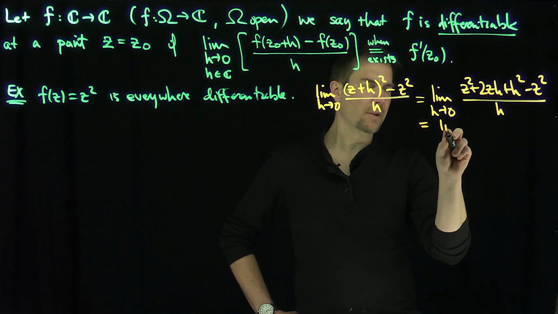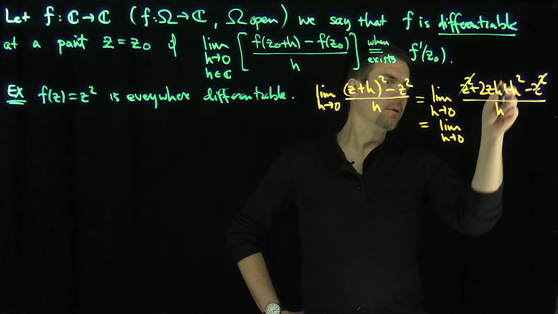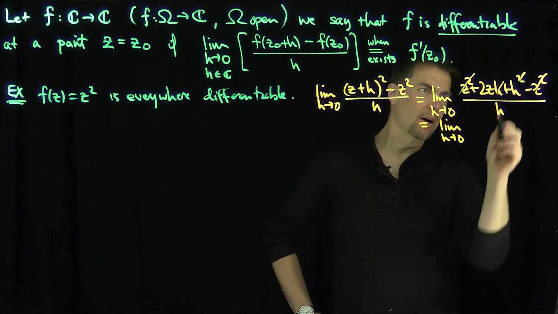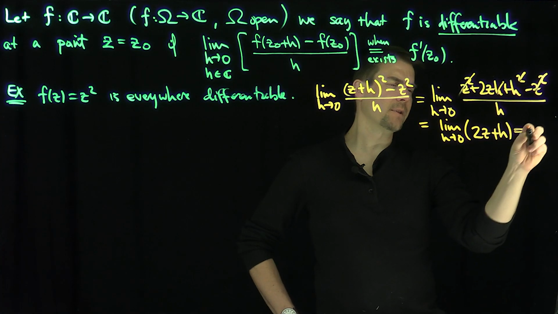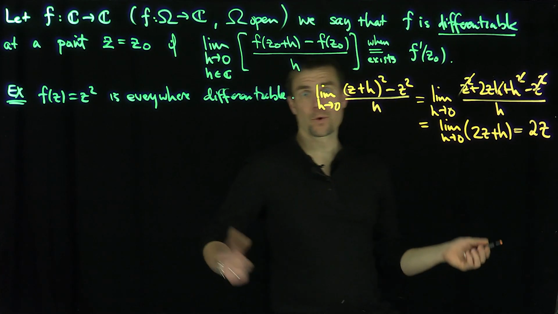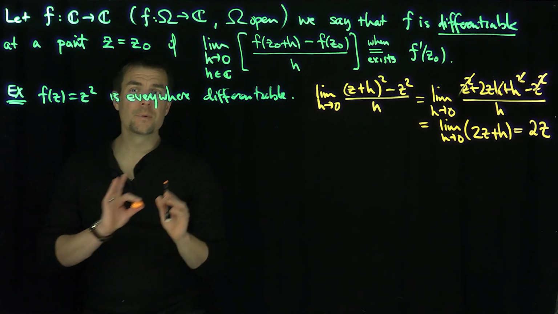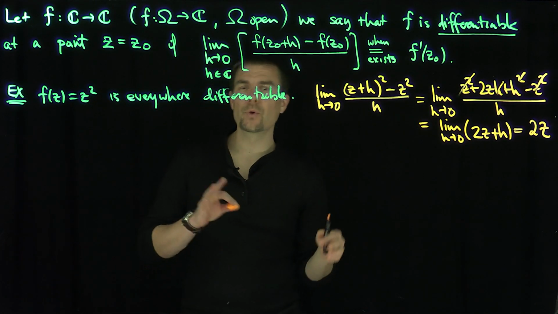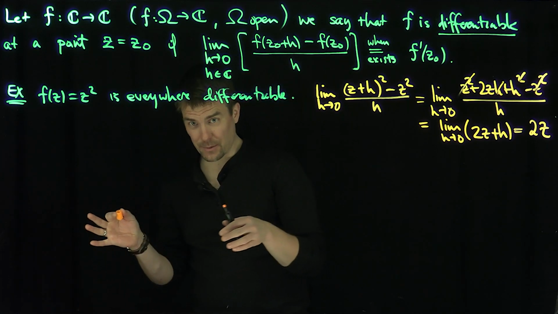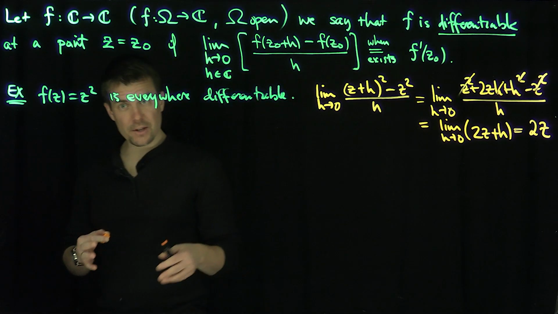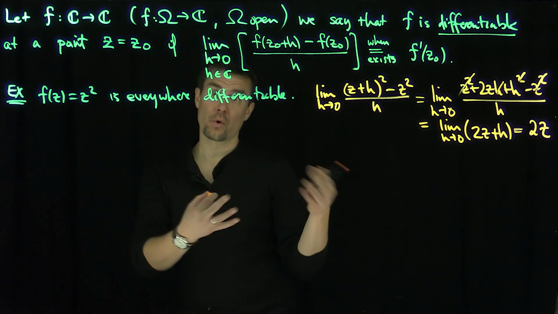So this is equal to the limit as h goes to 0, where z squared cancels with z squared, and now I just have 2z plus h. That's an easy limit, that's just 2z. That's what you expect, a derivative of z squared just to be 2z. Now let me show you a slightly different situation, where not every function mapping the complex numbers to complex numbers is going to be differentiable. In particular, functions that involve z bar will not be differentiable in this sense.